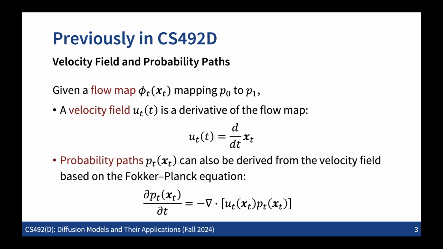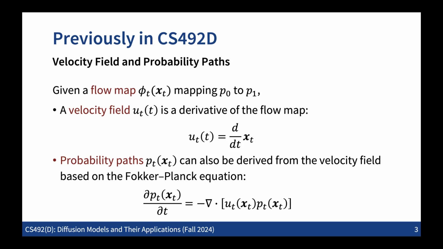Given the mapping function pi here, which is typically called the flow map, we define a velocity field, which is the derivative of that mapping function with respect to time t. So the flow map can also be expressed in terms of the velocity field, which also gives a notion of the probability path, in terms of how the probability distribution evolves over time through the vector field.